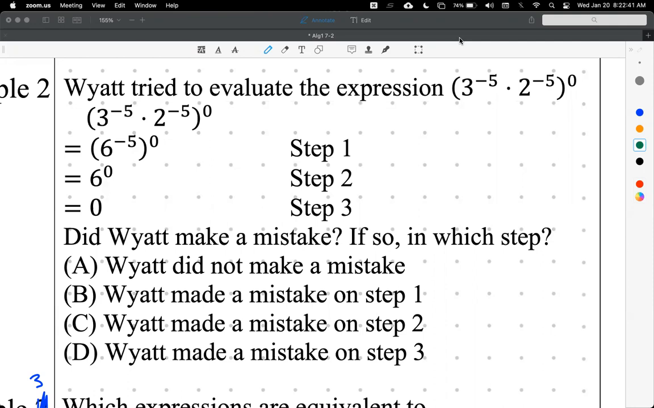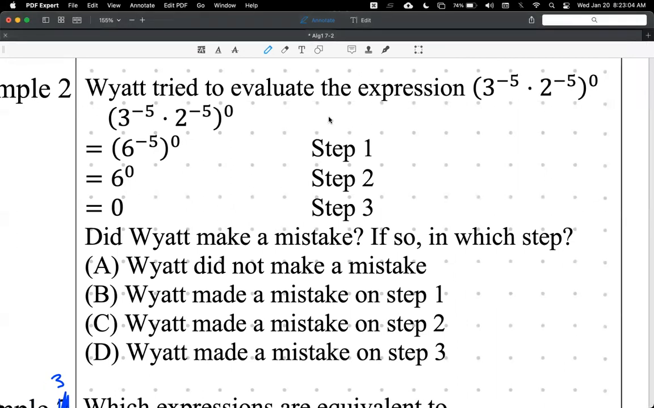Let's call on Giorgio. On the 6 to the power of 0, shouldn't step 3 be 1? Everything to the power of 0 is 1. Do you guys see that? Check this out. Oh, nice. So Giorgio's claiming, hey, on step 3, when Wyatt is trying to get from 6 to the power of 0 down here, anything to the power of 0 should have been a 1. So there we go, D.